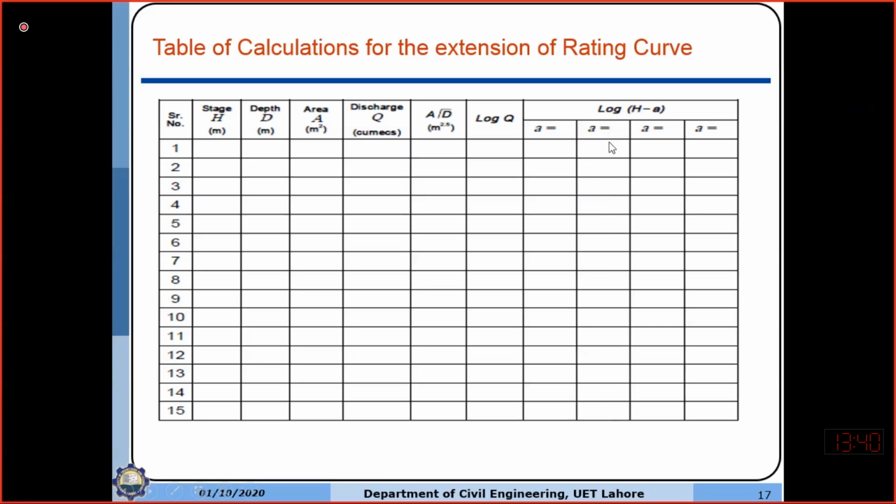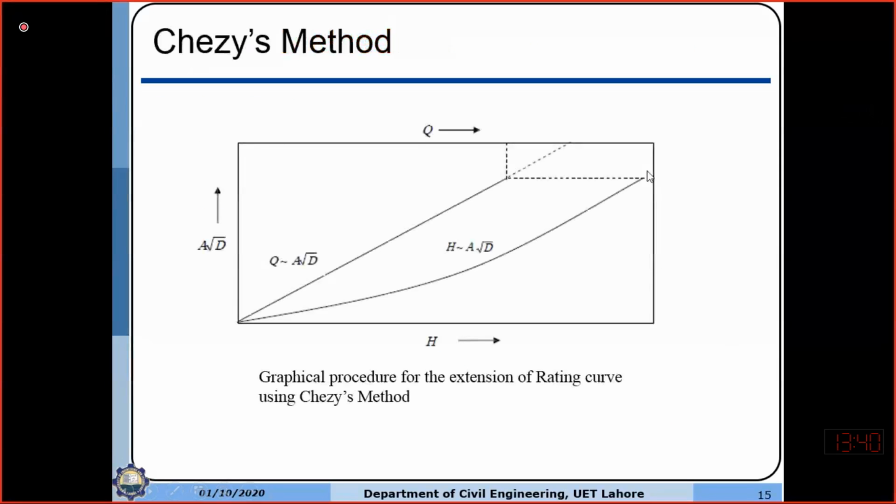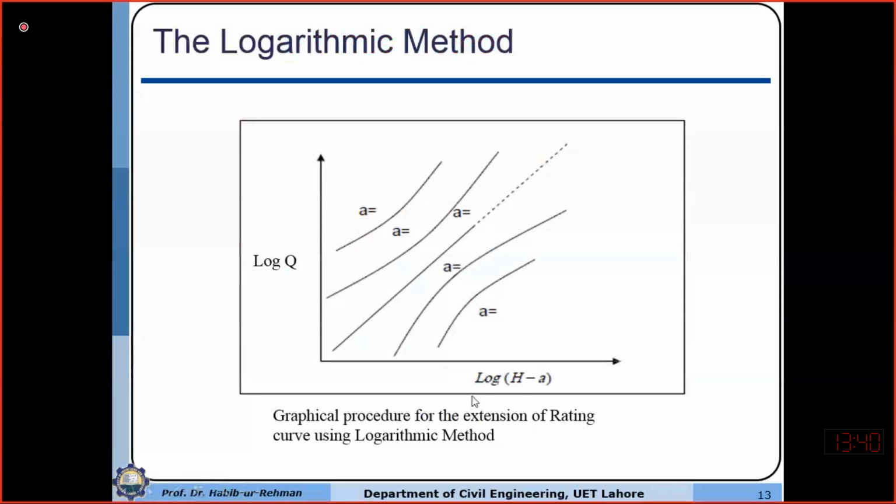You will plot it again. If you get the straight line, then you will finish over there. If not, then you will again assume a certain value of a, again plot log of q versus log of h minus a, another line. So in this way, you have to reach the most straight line that you can obtain between log of q and log of h minus a. So that value of a which gives you the most straight line will be finalized. Now once you get that straight line, you will not arrange the other lines.